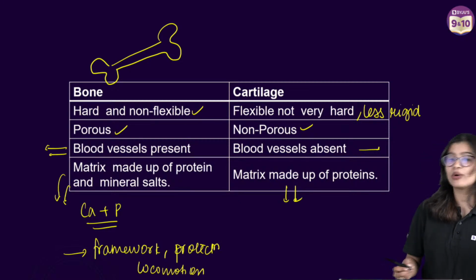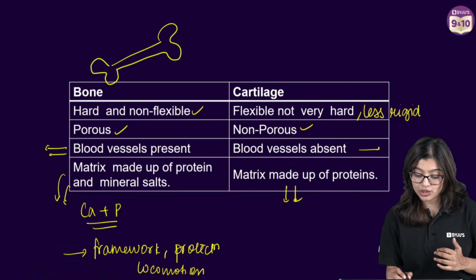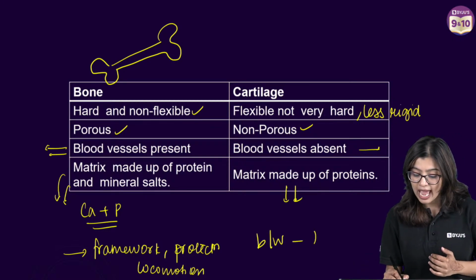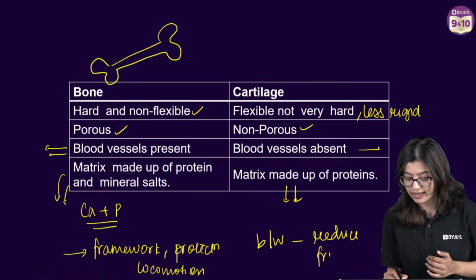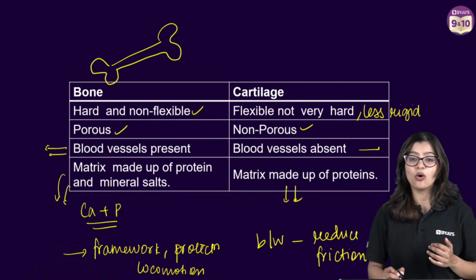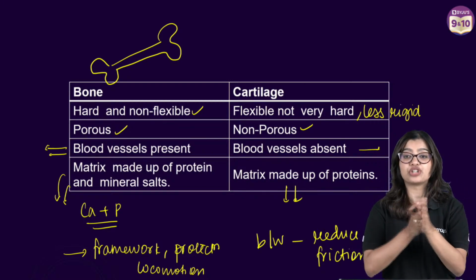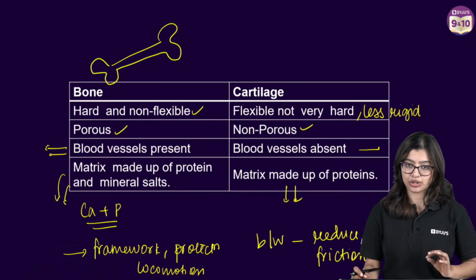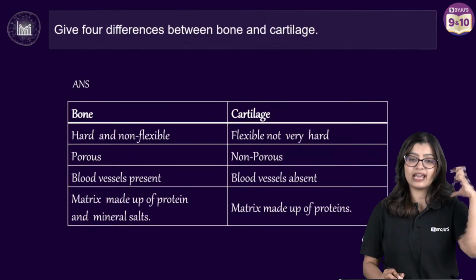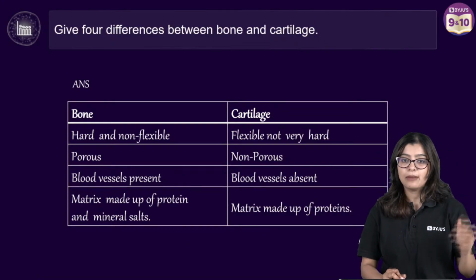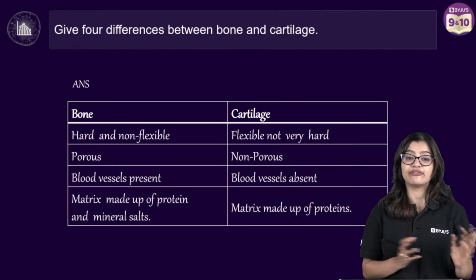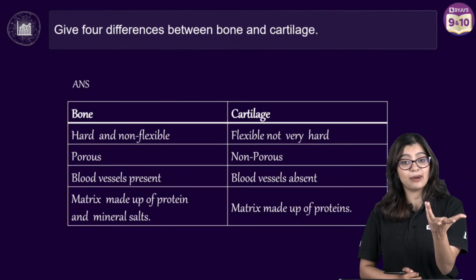While on the other hand, cartilage is located between two bones and reduces the friction between them. So that is their function. Based on this, you can give ample differences. When you are writing the answer, you can differentiate between the two, and you can write about the cells also.